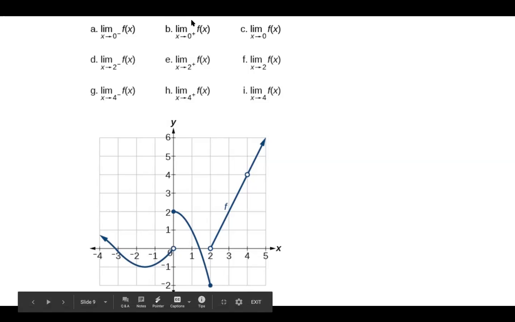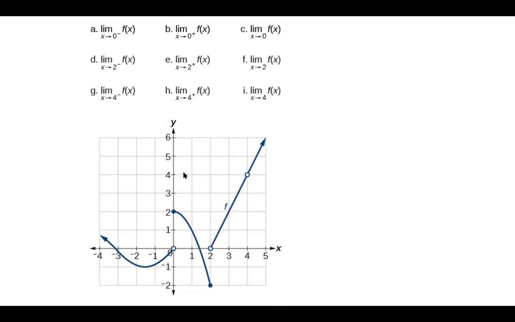Now, what about if we're approaching 0 from the right? Well, in this case, the function is getting closer and closer and closer to 2. So this limit would be 2. Now, C is asking for the limit of f of x as x is approaching 0. Well, if the left-hand limit does not equal the right-hand limit, which in this case they are not equal, then the limit does not exist. So this limit, we can write DNE because it doesn't exist.